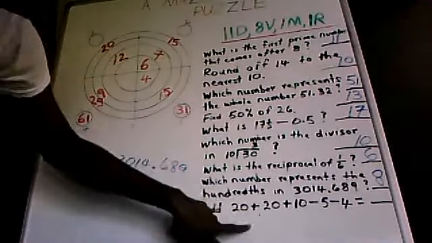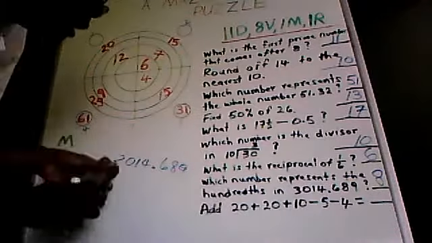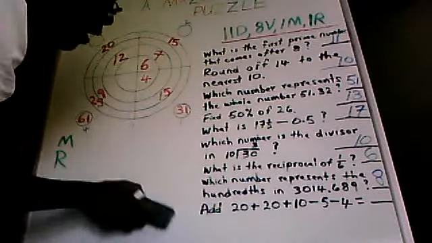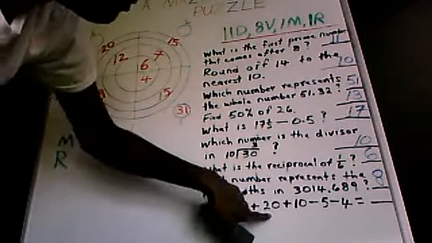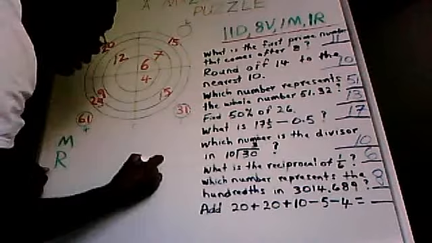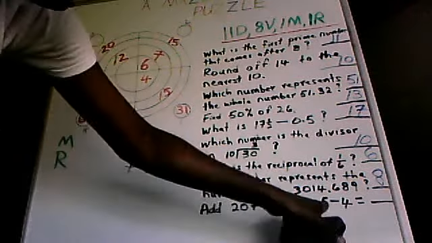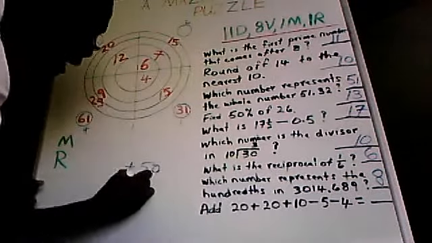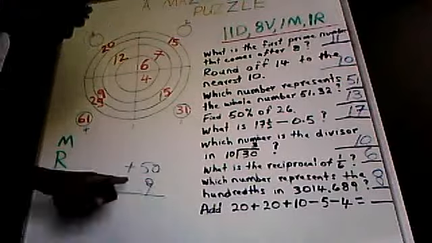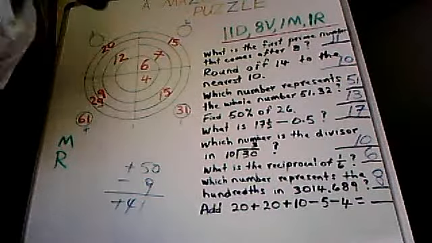And this simple one says add 20 plus 20 plus 10. You can add all the positive numbers, 20 plus 20, 40 plus 10. This is the positive numbers. The negative numbers, minus 5 plus minus 4, that's minus 9. So the answer to this is 41. So 41.